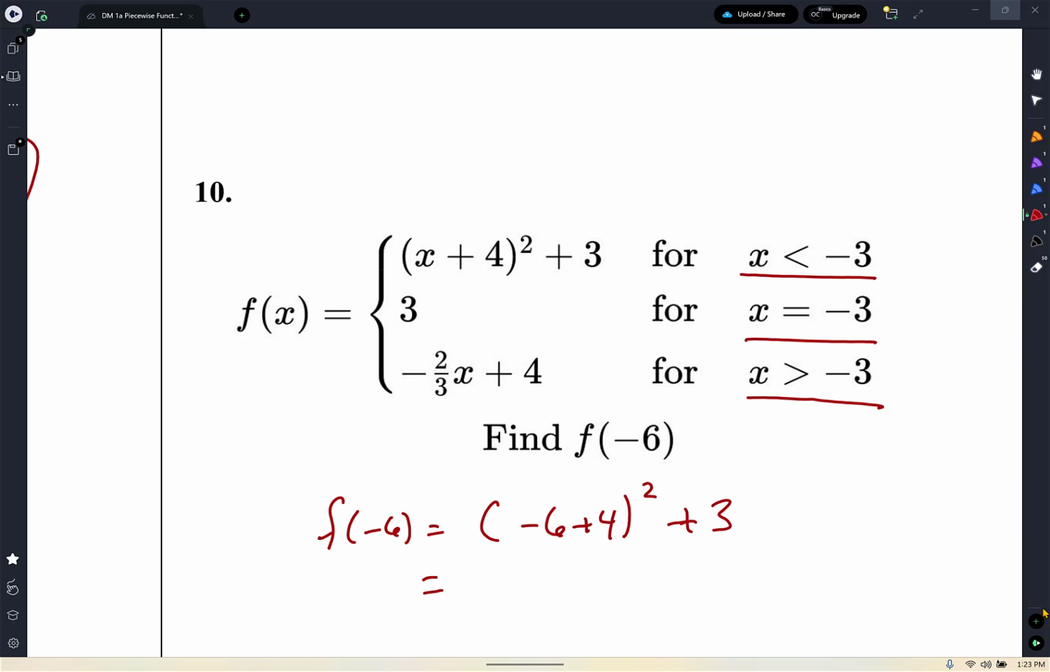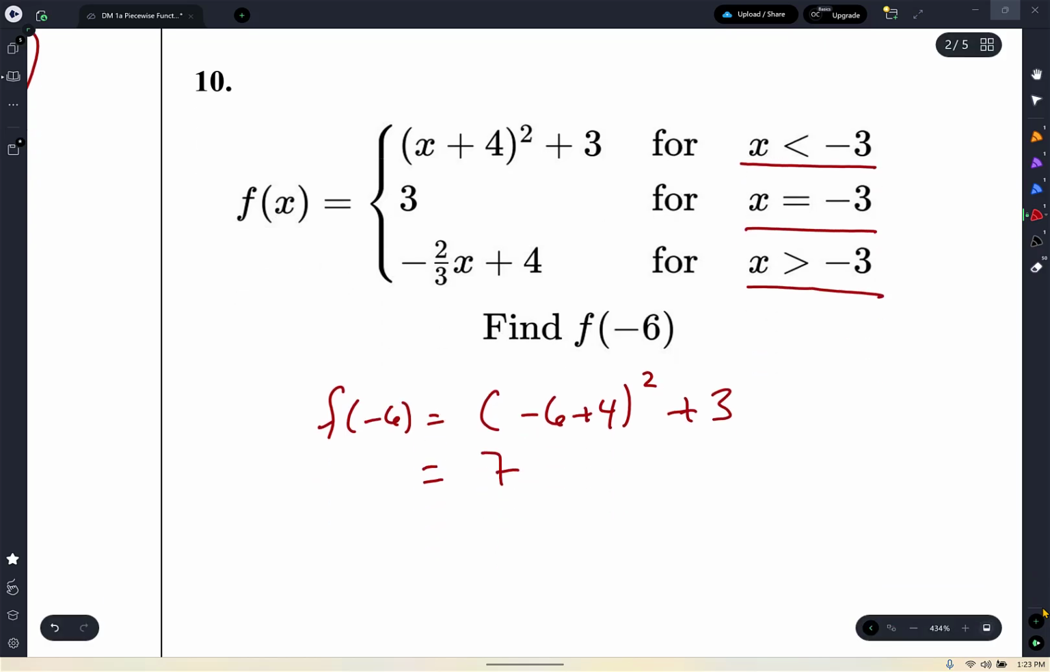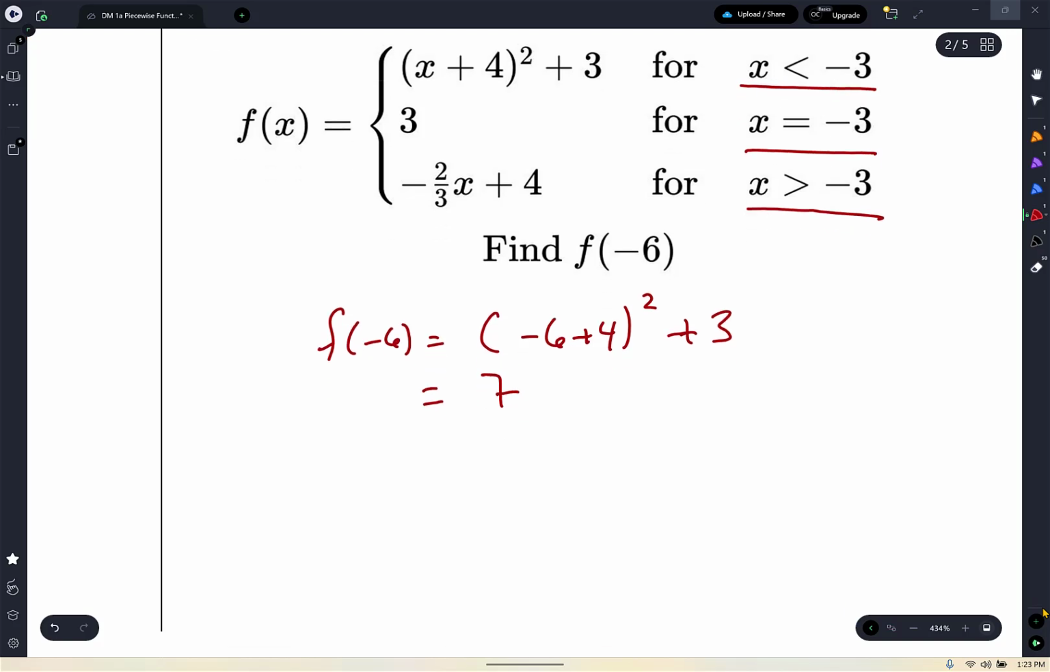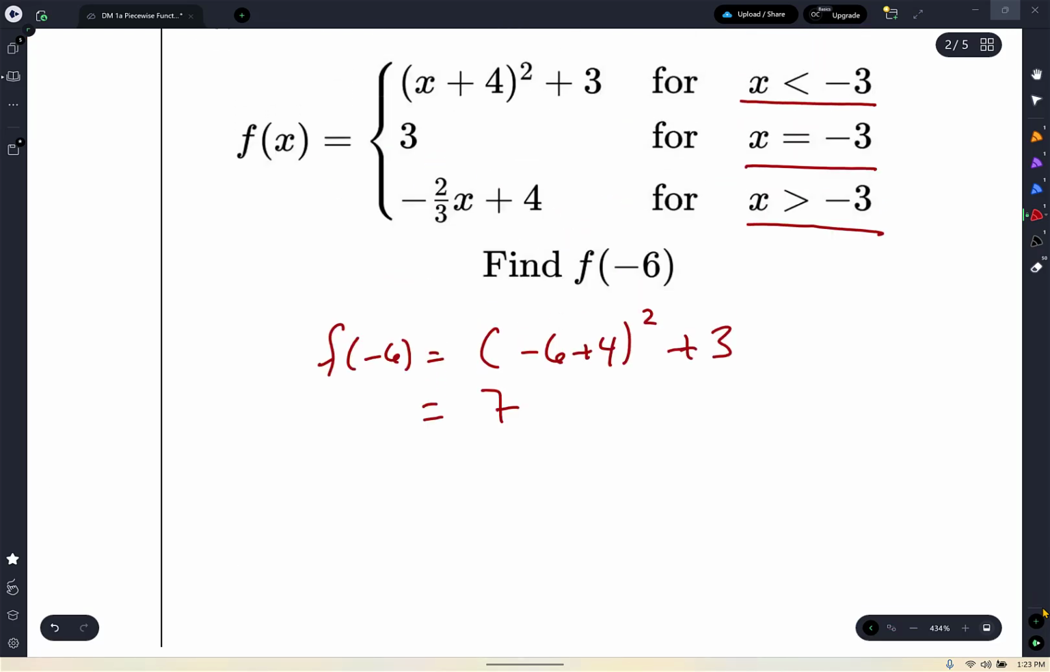Negative 2 squared is 4. Negative times the negative is a positive. And 4 plus 3, there it is. So f of negative 6 is just 7. How do we feel? Okay, let's keep going.